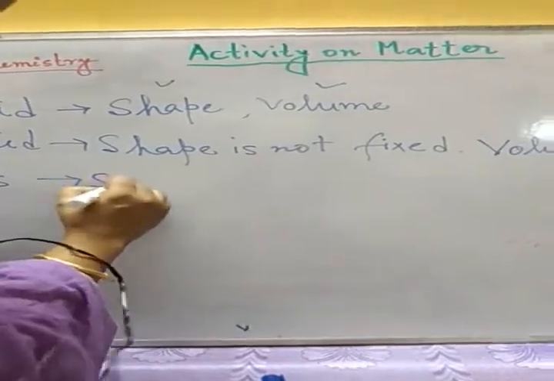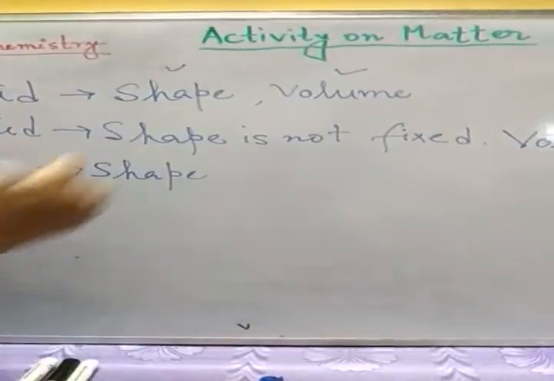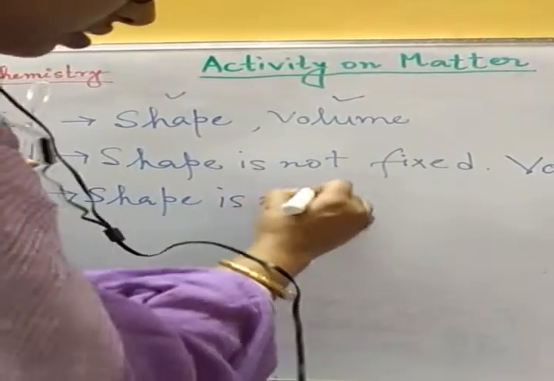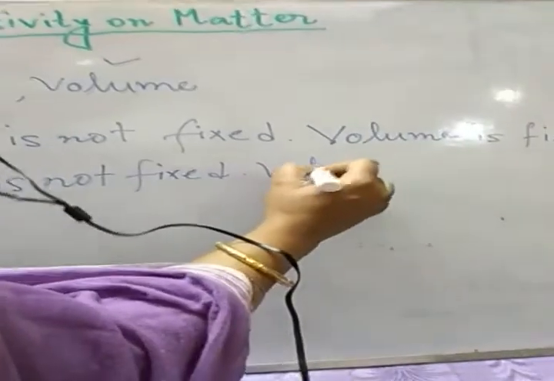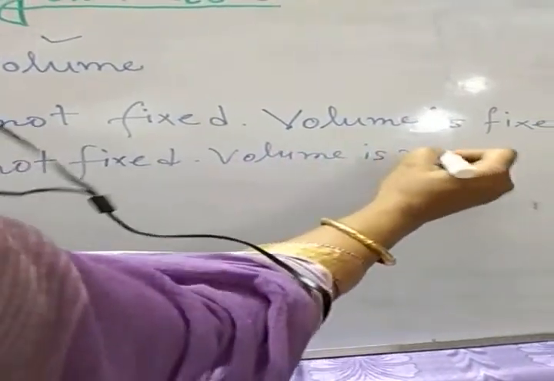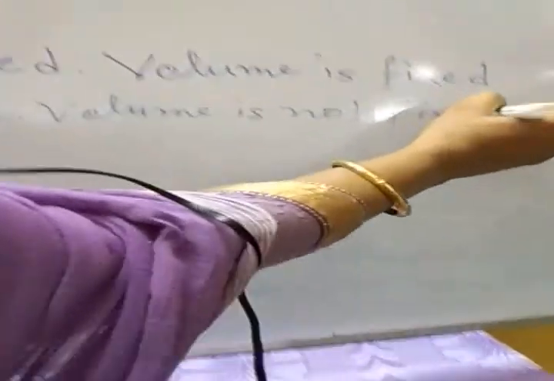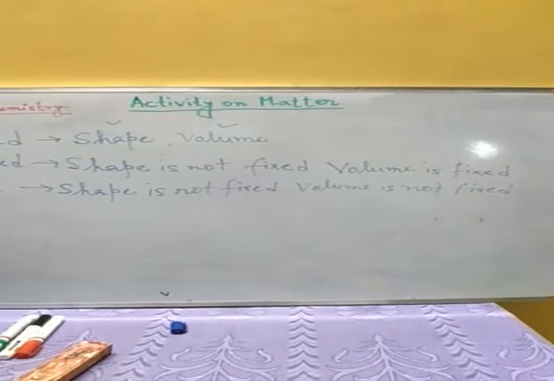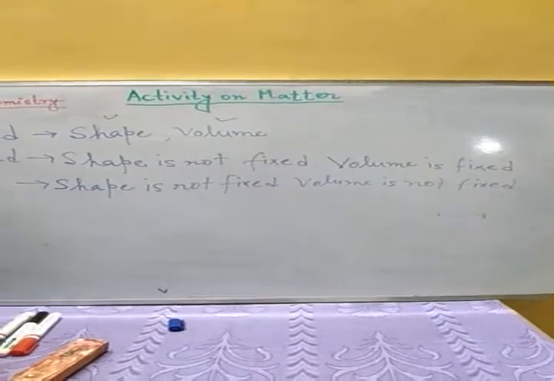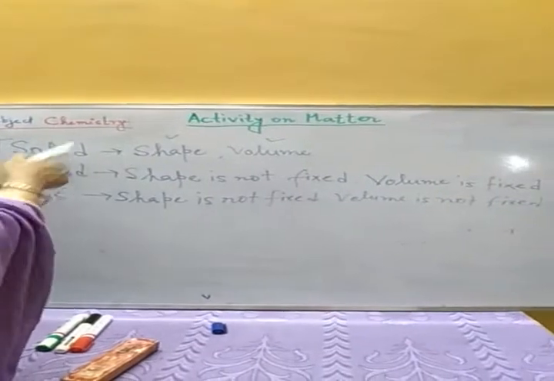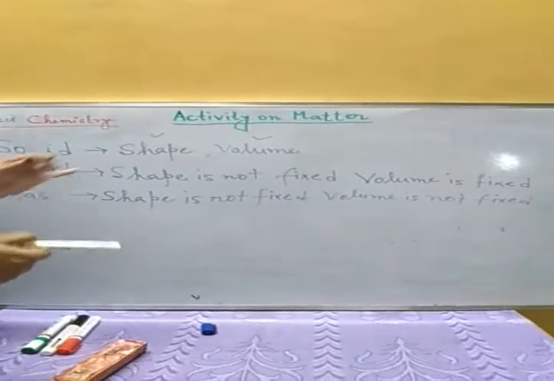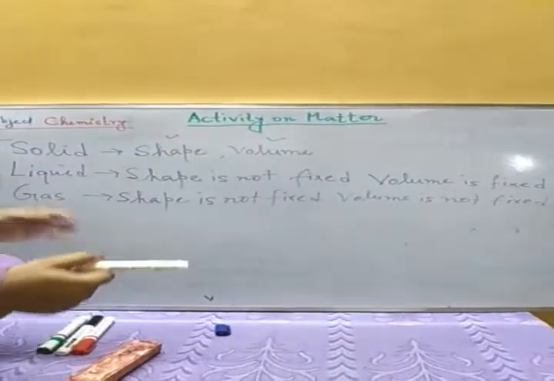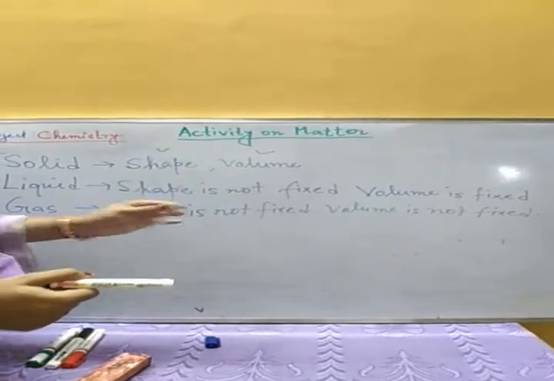So here we can say that for gases, shape is not fixed as well as volume is not fixed. Both shape and volume are not fixed for gas. So this is our conclusion. For solid, shape is fixed as well as volume is fixed, whereas for liquid, shape is not fixed but volume is fixed, and for gases, shape and volume both are not fixed.